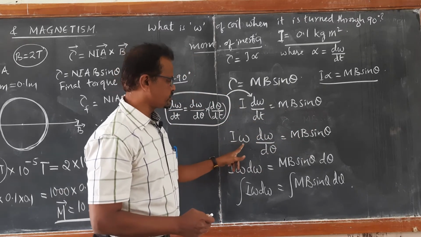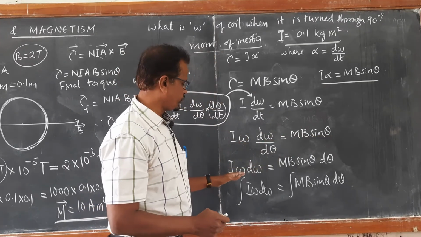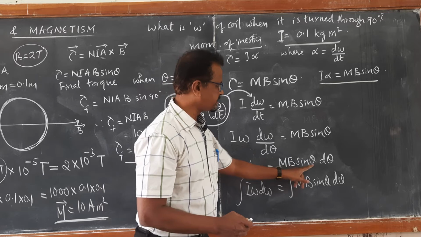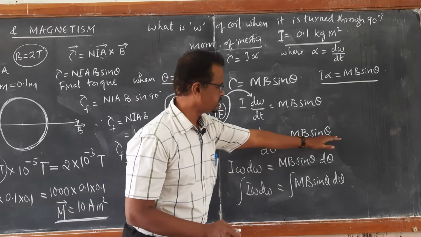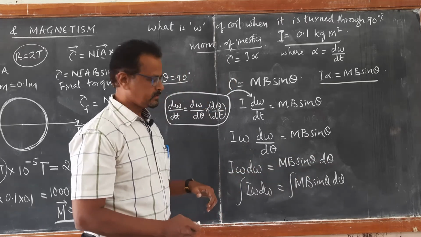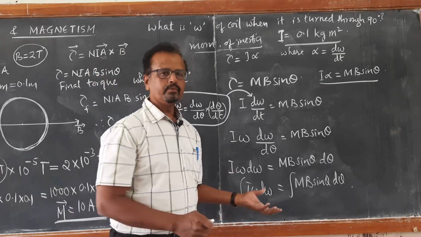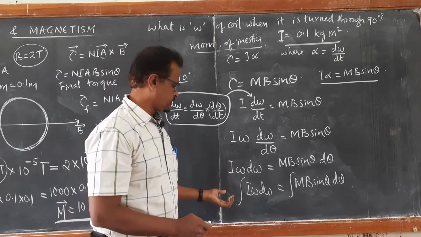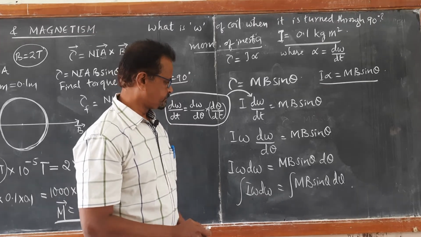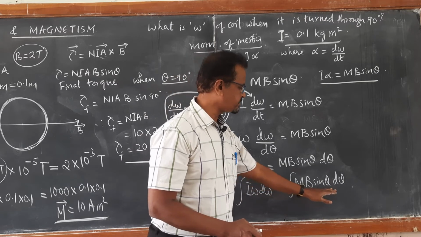Now next we are asked to calculate omega. Taking d theta to the right hand side, we get I omega d omega equal to mB sin theta d theta. Now we need to integrate this from 0 to pi by 2, so lower limit will be 0 and upper limit will be pi by 2. Integrating I omega d omega, we get the integration of mB sin theta d theta.